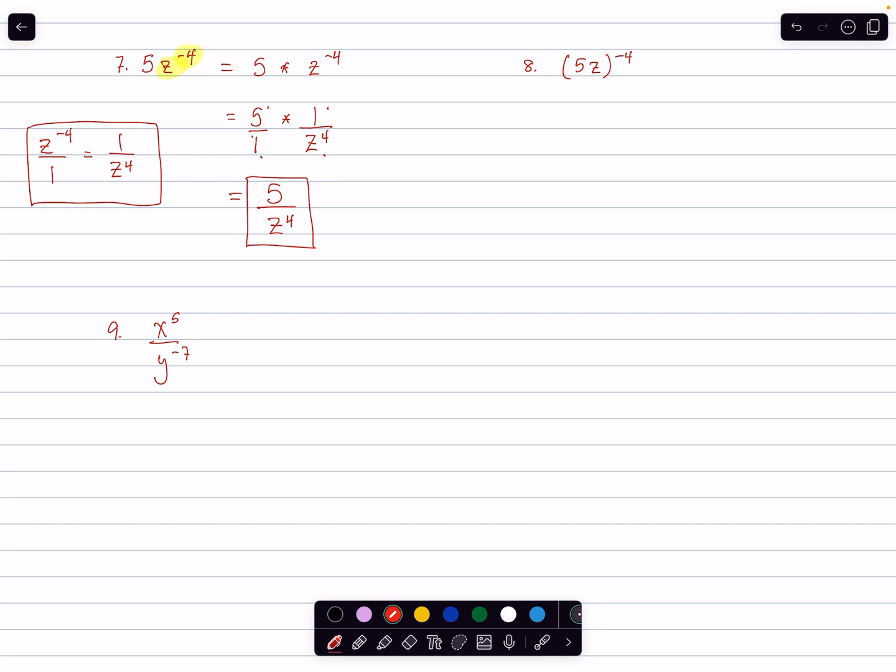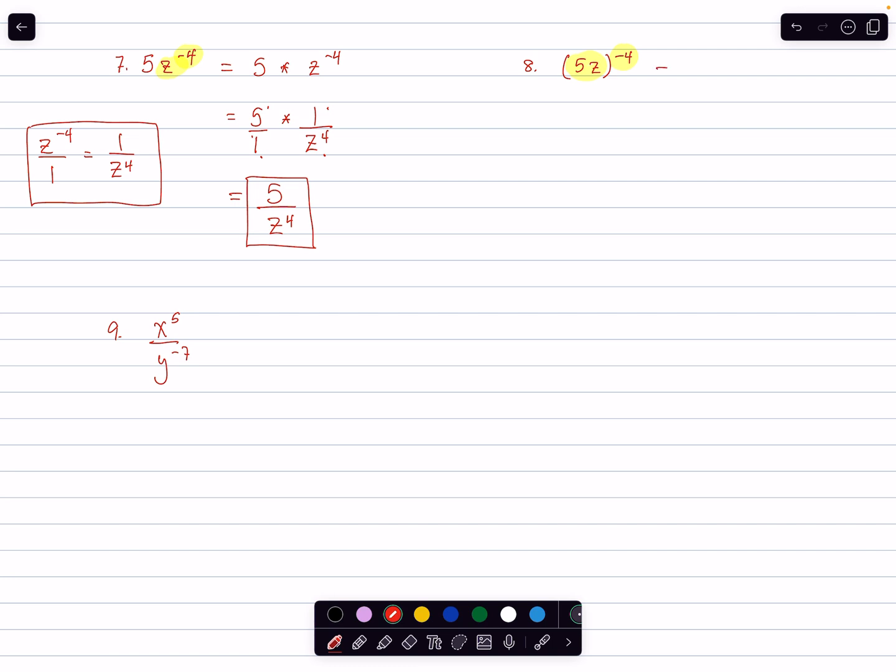Now notice how this one is different. Again, I'm going to focus first on what my exponent is modifying. Well, this time, it's modifying something that's in parentheses. So it's modifying all of the 5 and the z. So now, when I do this, it's going to look a little bit like this.